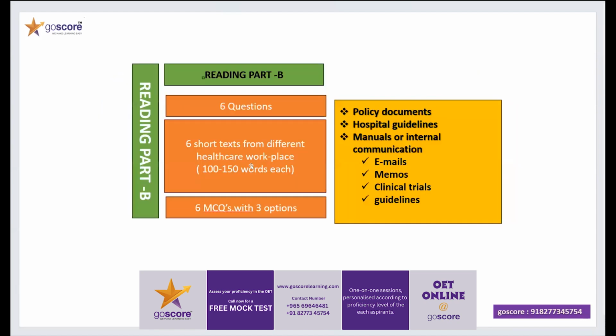Then there are 6 short texts from different healthcare workplaces. That means policy documents, hospital guidelines, manuals or internal communication, emails, sometimes memos, clinical trials or guidelines. You'll get 6 questions. Then 6 multiple choice questions with 3 options. So you need to choose the best answer.